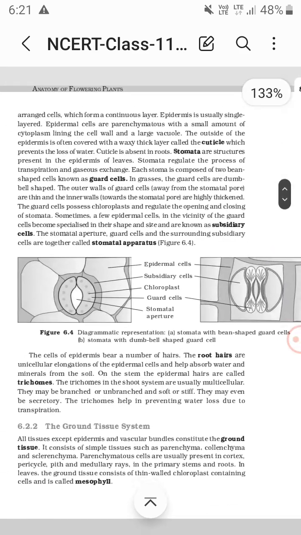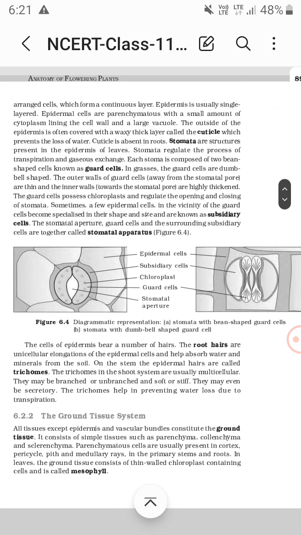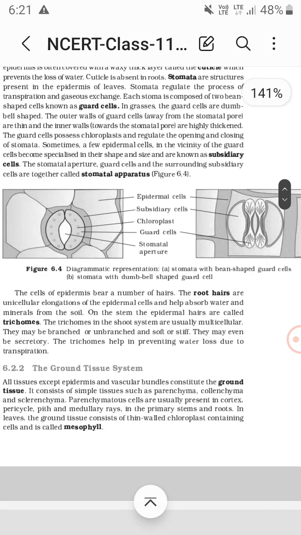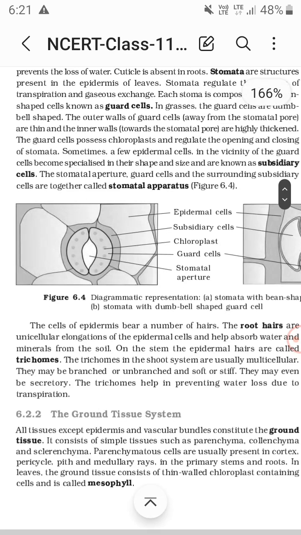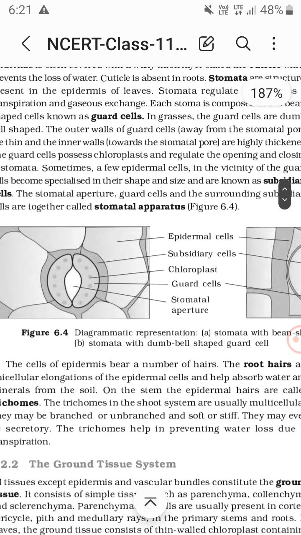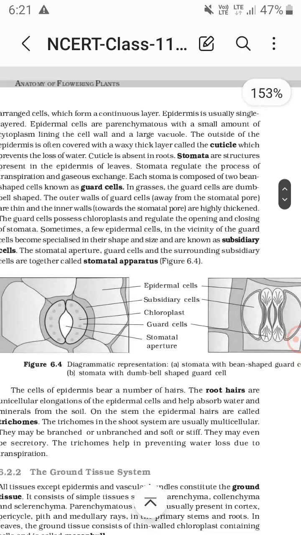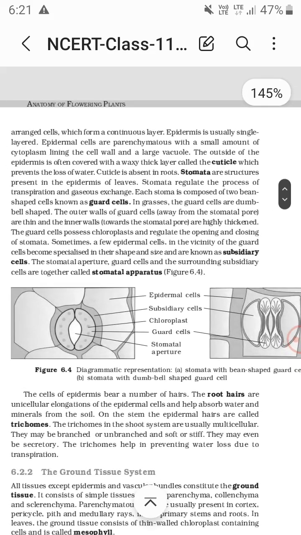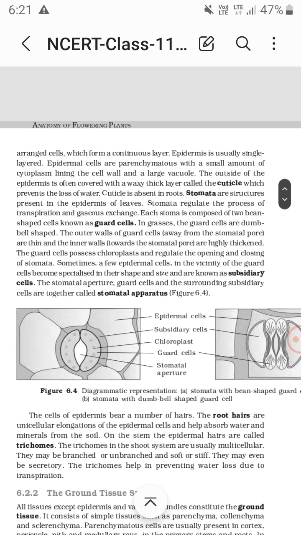Now the diagrammatic representation: stomata with bean shaped guard cells normally, and stomata with dumbbell shaped guard cells in grasses. Look at the diagram. Outside are the epidermal cells, then around them the subsidiary cells, then guard cells having chloroplasts, and then the stomatal aperture. The stomatal aperture, guard cells, and the surrounding subsidiary cells together form the stomatal apparatus. Subsidiary cells are specialized cells.